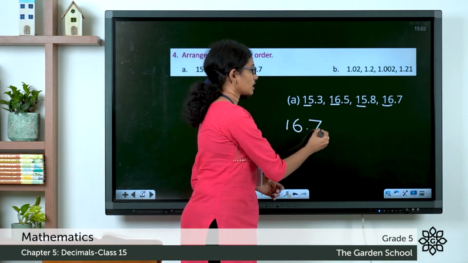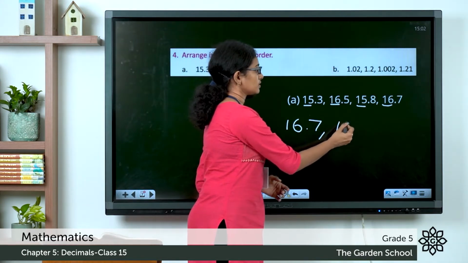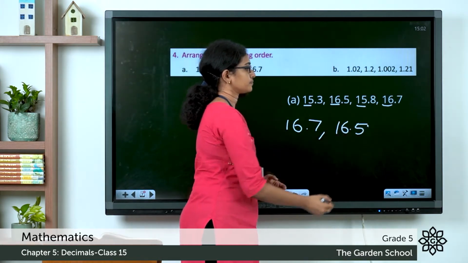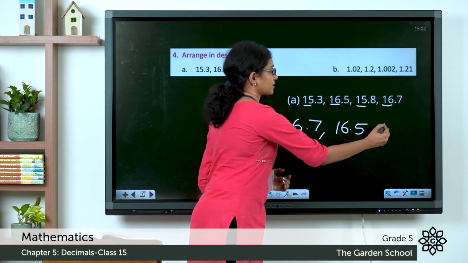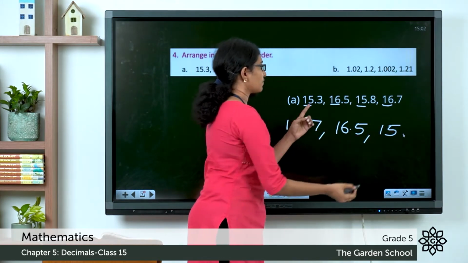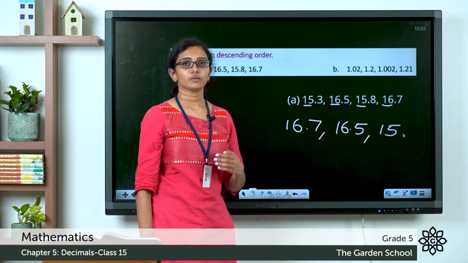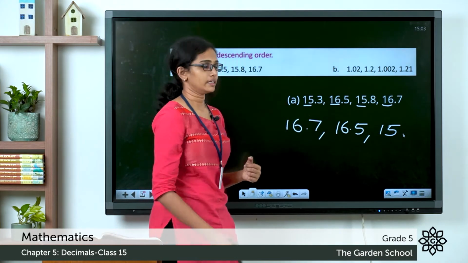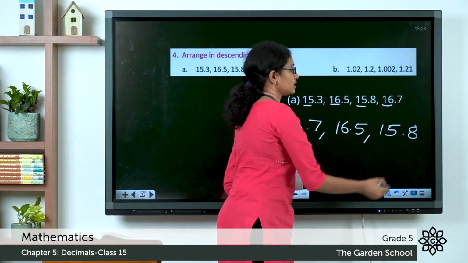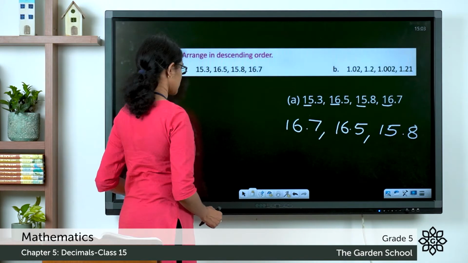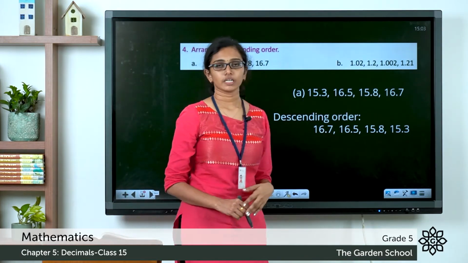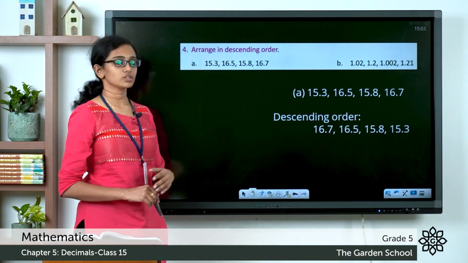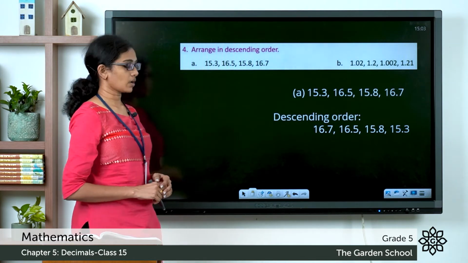So 16.7 comes first, then comes 16.5, then comes 15. Is it 15.3 or 15.8? Which is larger? 15.8. So that comes then, and next comes 15.3. So here you have the numbers arranged properly in descending order.